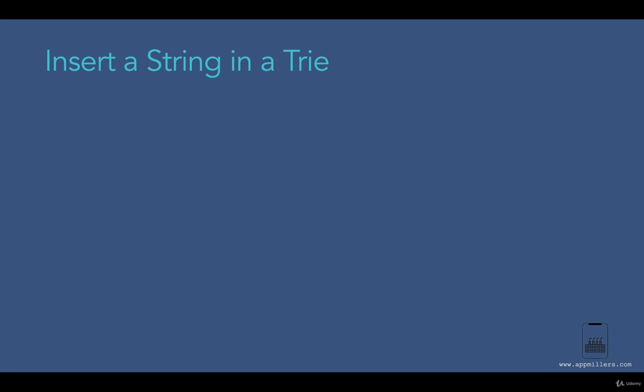Alright, now in the previous lecture we have learned how to create a trie. Now in this lecture we are going to talk about inserting a string in a trie. When we are inserting a string into a trie, we have four cases. So let's look at them one by one.